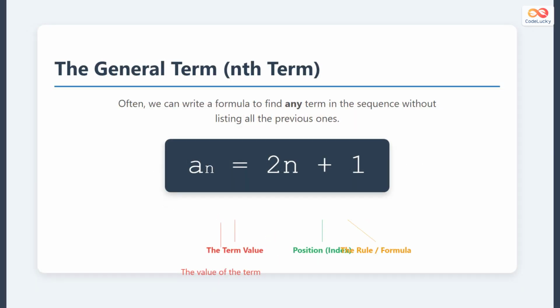One of the most powerful tools in sequences is the general term formula. Written as a sub n, this formula allows you to calculate the value of any term if you know its position number, n, without having to write out the entire list up to that point.